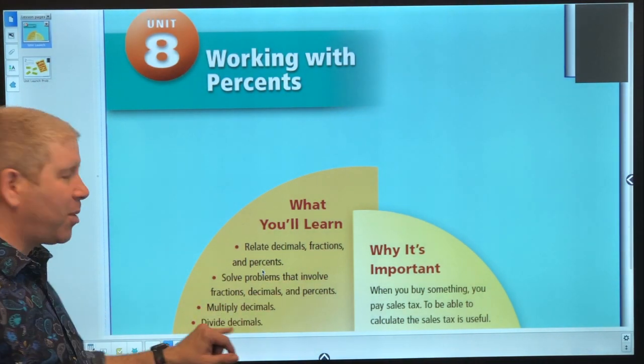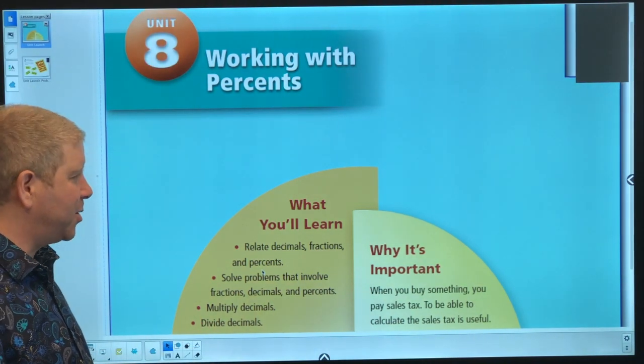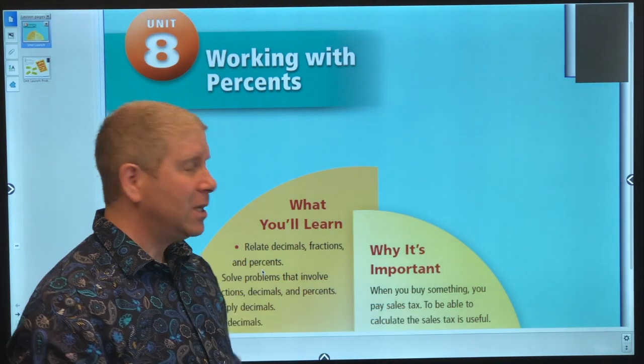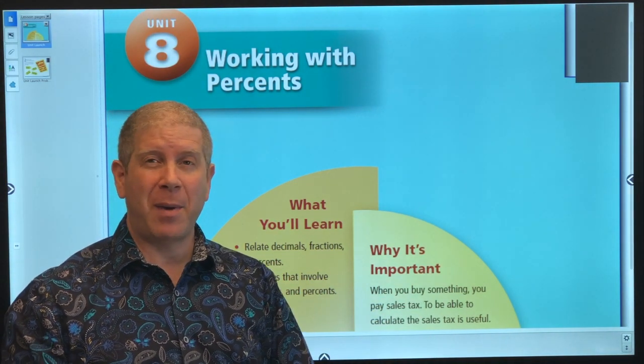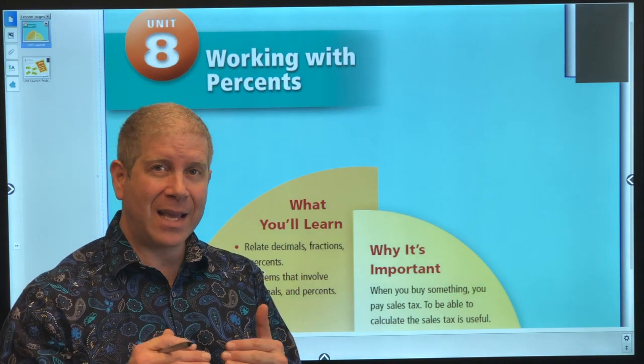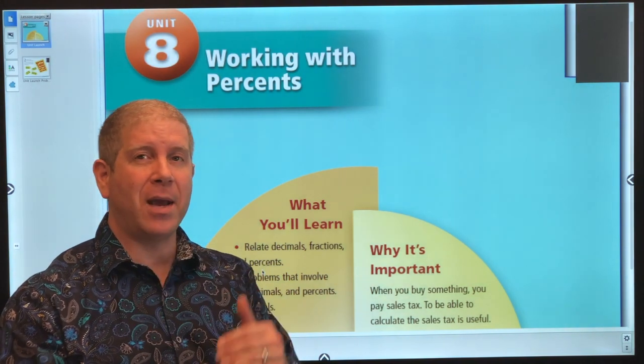You'll eventually be multiplying decimals and dividing decimals. Why it is important is pretty simple. In this day and age, you're buying things, you're paying tax. Tax is 13% if you're in Canada, and that is multiplying by a decimal.